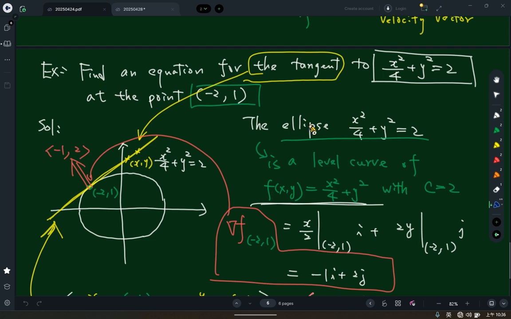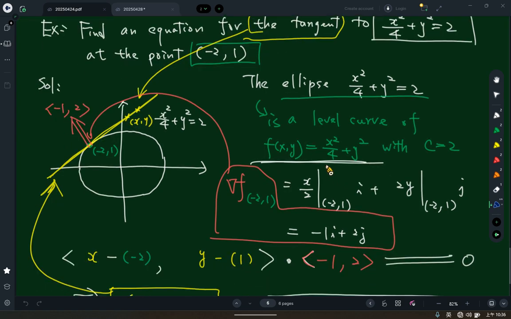So you can treat this ellipse as a curve in the xy plane, right? But just imagine that I construct a surface z equal to f of x, y equal to x squared over 4 plus y squared. When you face this equation, you need to know this is describing a 3D surface, right? Because this is z, this is x, this is y. So the surface will be constructed in the air here.